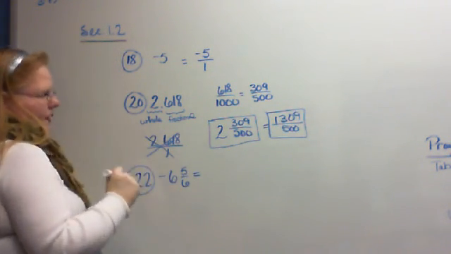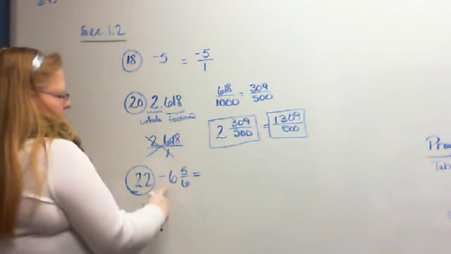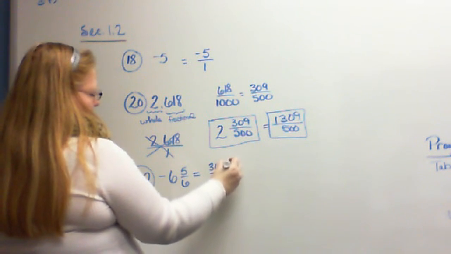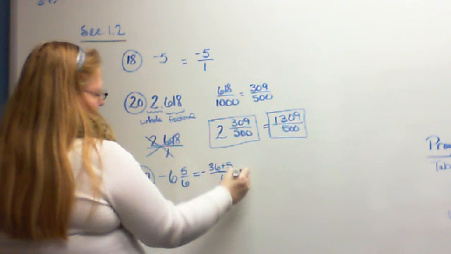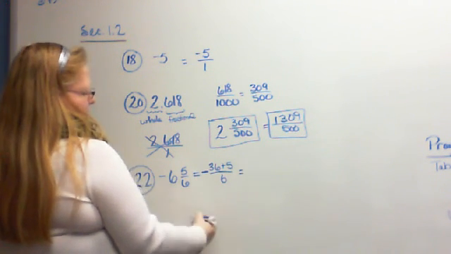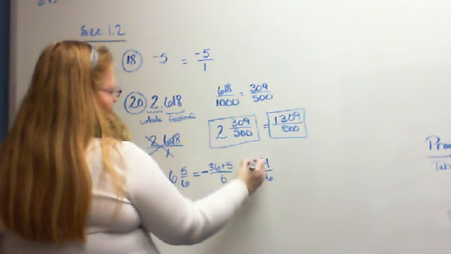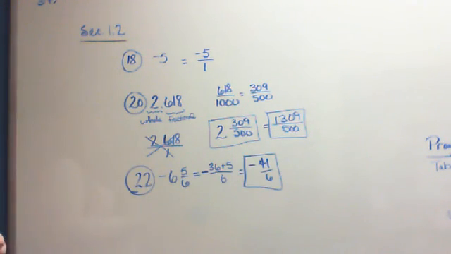Down here, they want it written as an improper fraction. So 6 times 6 is 36, plus my 5 over 6. The negative stays out front. So that gives me a -41 over 6. And that's my improper fraction.